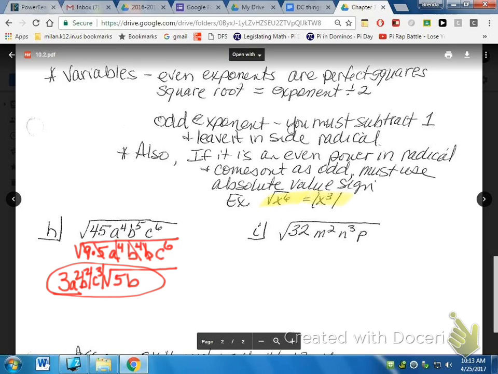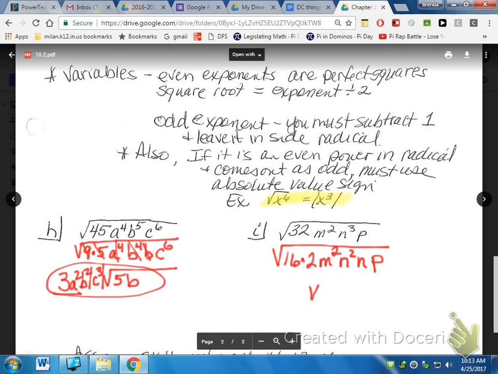All right, one more. Radical 32, m to the second, n to the third, p. Let's split apart all the perfect squares. You've got the 32, so you're definitely going to go 16 times 2. M squared is already good to go. N cubed is not, so you break it apart into an n squared and another little n. And p, sorry about its luck, it's just going to be stuck there.